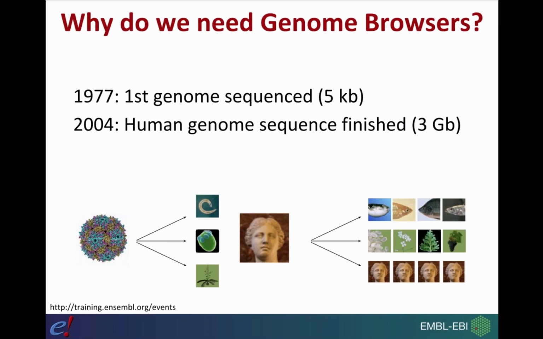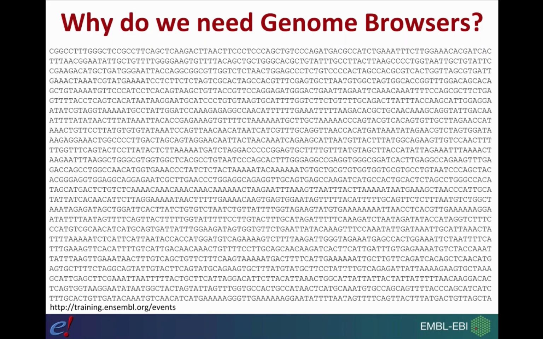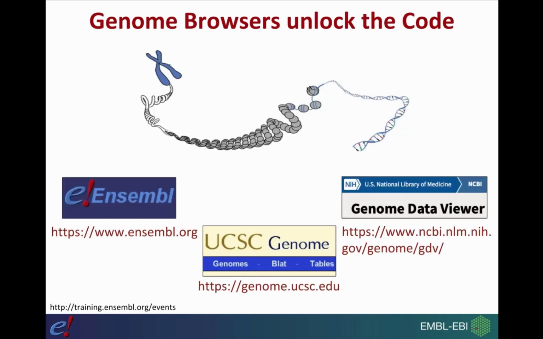The question is now, why do we need a genome browser? And my answer is this. A genome is essentially a string of letters, A's, T's, G's, and C's, and we do need a way of making sense of this. And this is where genome browsers come in. They unlock this code of the letters. I work for Ensembl, so I'm going to talk about Ensembl today, but I will not neglect to say that there's also the UCSC genome browser and the Genome Data Viewer by NIH. These tools are all very similar, and it's just up to personal preference which one you would like to use.